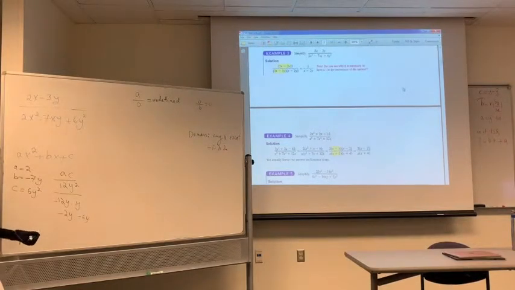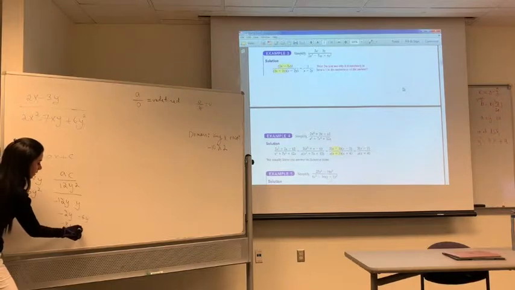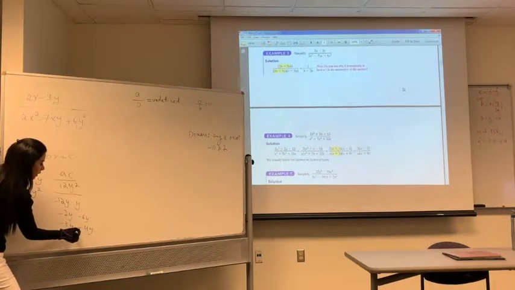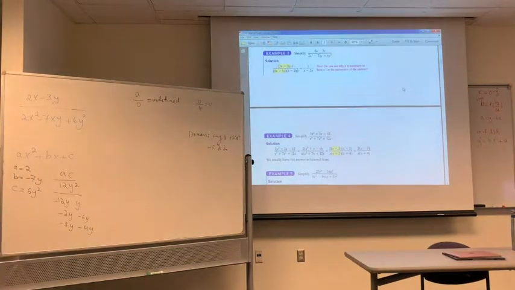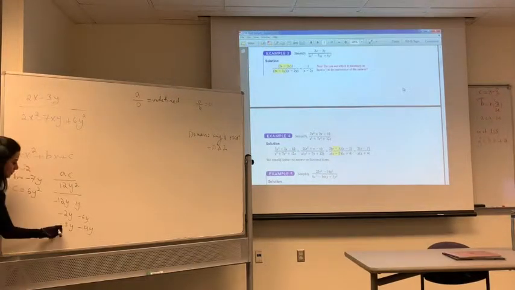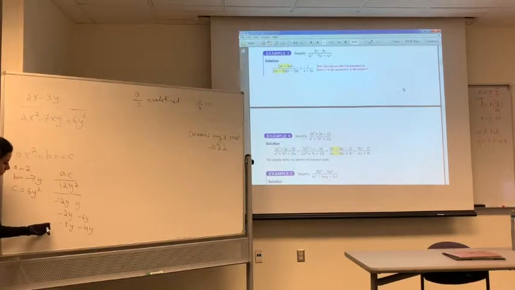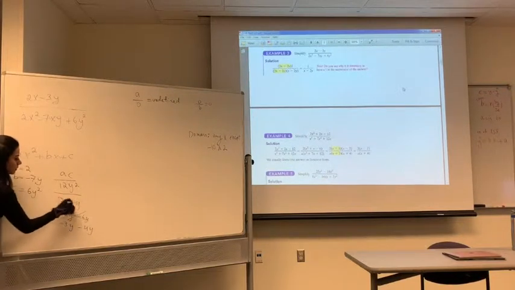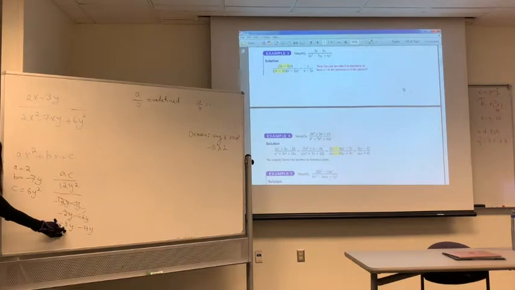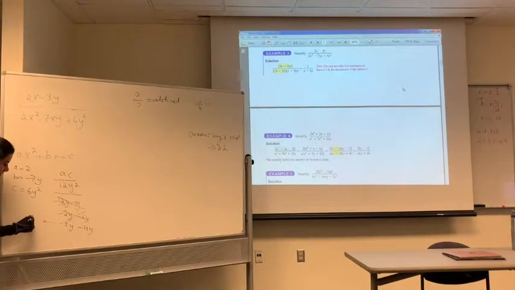3 and 4, right? Negative 3y and negative 4y multiplied together give us 12y squared, and if we add them together, obviously gives us negative 7y, right? So this one was wrong, this one was wrong, but this one is correct. And if you add them together, you get negative 7y. Yeah, because you have to get the middle number too.